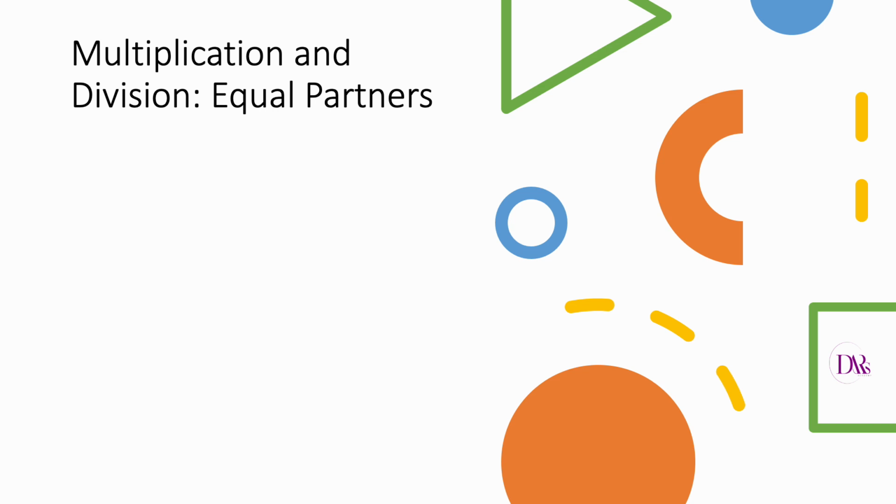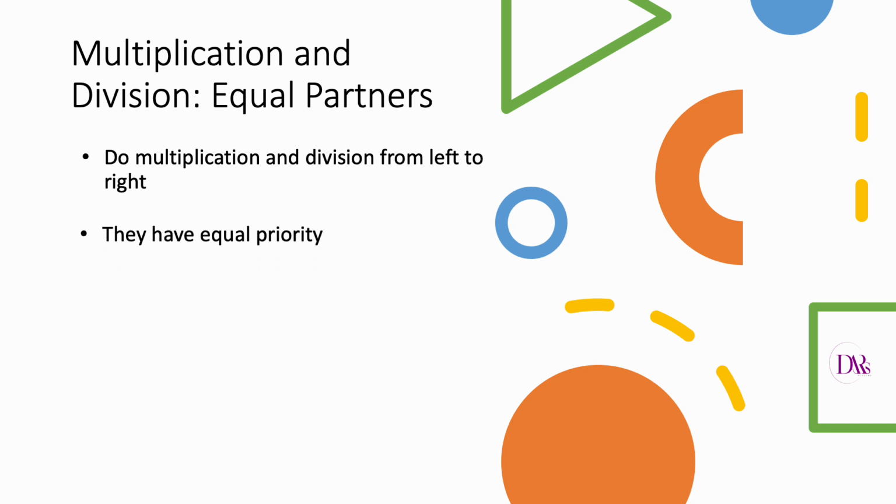Multiplication and division. They are equal partners. It all depends on what appears first in the expression, whether it is going to be multiplication or division, because we do it from left to right. They have equal priority. Remember that, equal priority.